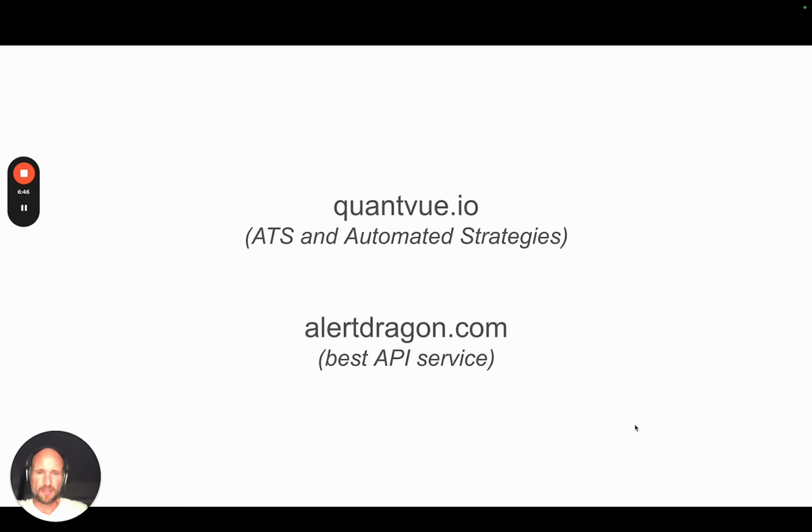I hope this explains things. My personal choice, QuantVue for obviously the ATS, which is great, and a bunch of automated strategies. And I use Alert Dragon for API services. It's simple, it's affordable, it's fast. Those are the tools I use, and that's how I get the results I get.